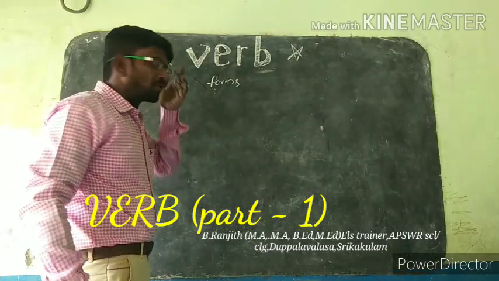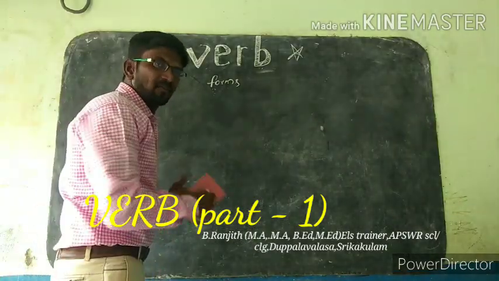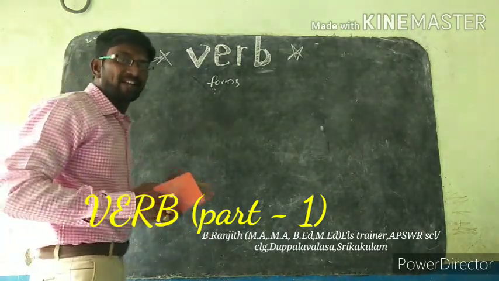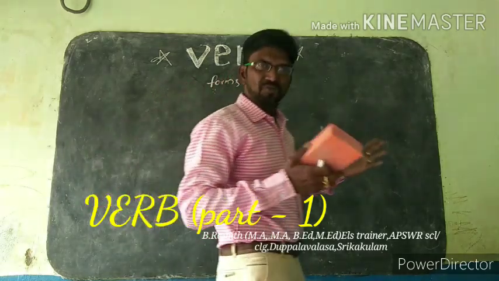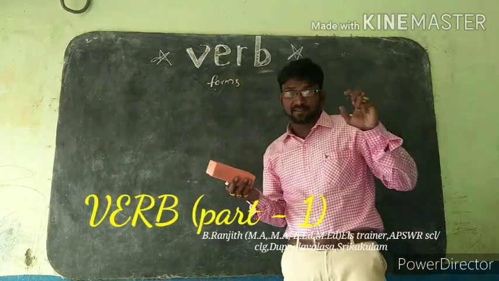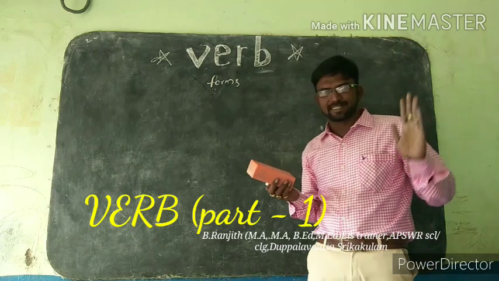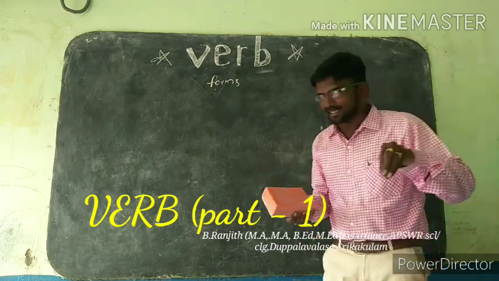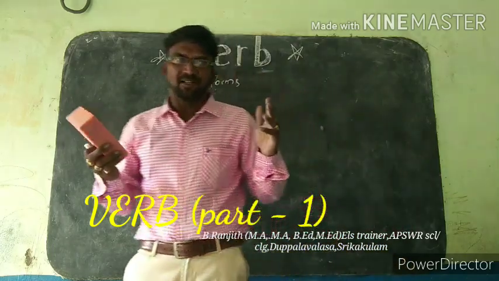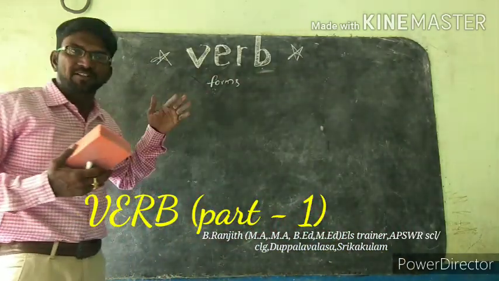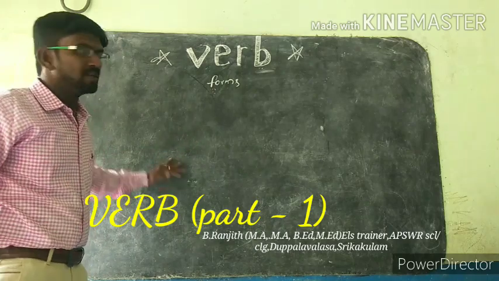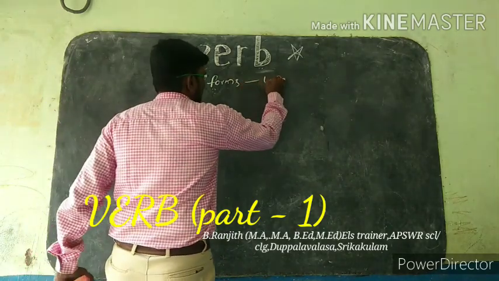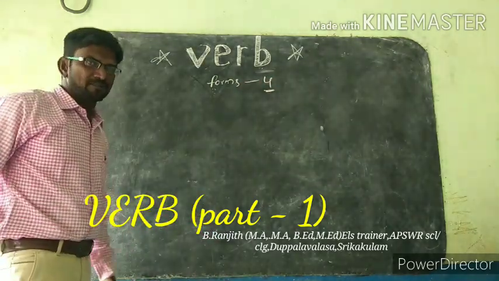Now coming to the next topic, verb forms. Every verb has different forms. What is the use of verb forms here? The same form of the verb cannot be used in all tenses. So for different tenses, we have to use different forms of verbs. Let us see the forms of verbs. There are 4 forms of verbs.